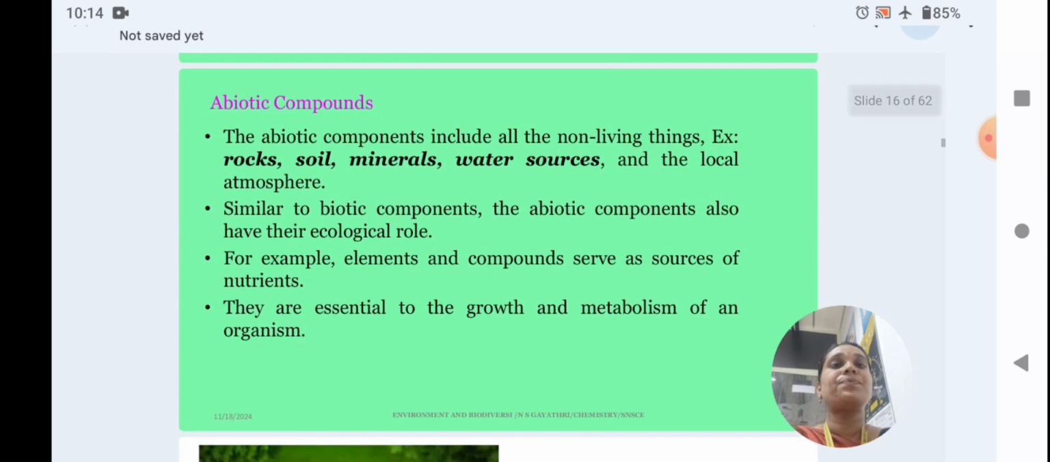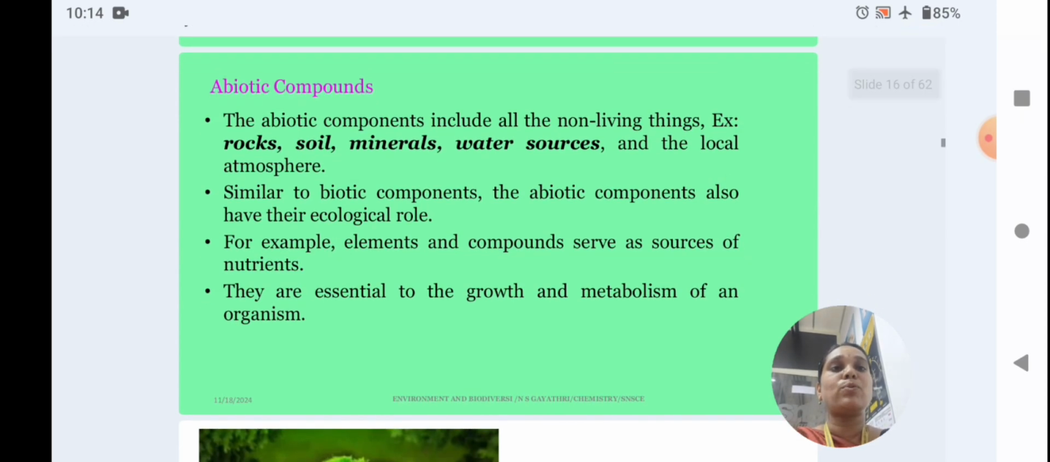Abiotic components include all the non-living things. For example, rock, soil, minerals, water sources, and local atmosphere. Similar to biotic components, the abiotic components also have their ecological role. Both biotic and abiotic components have an equal role in the environment.